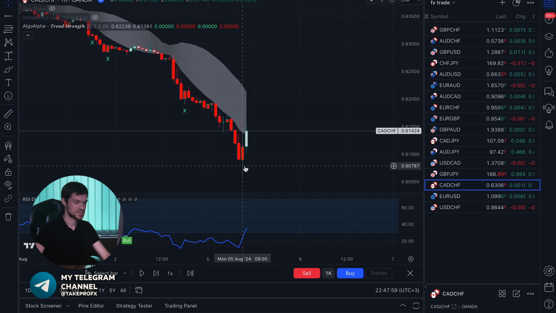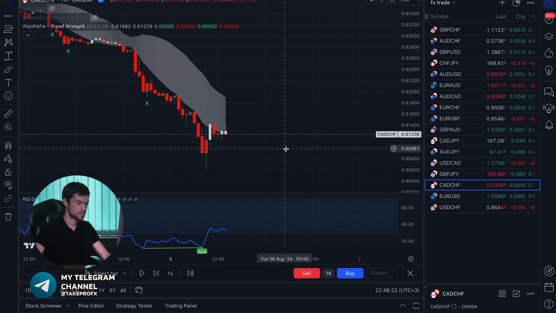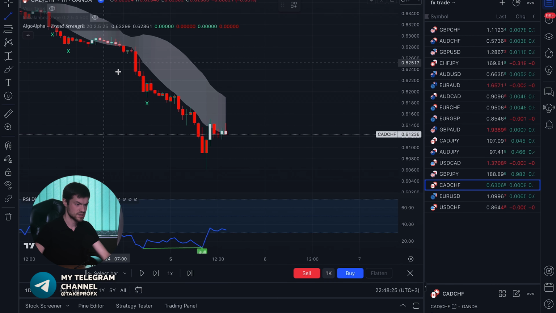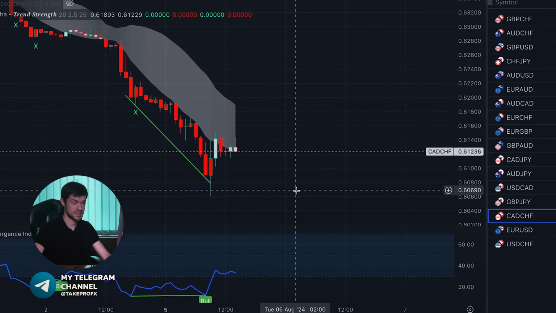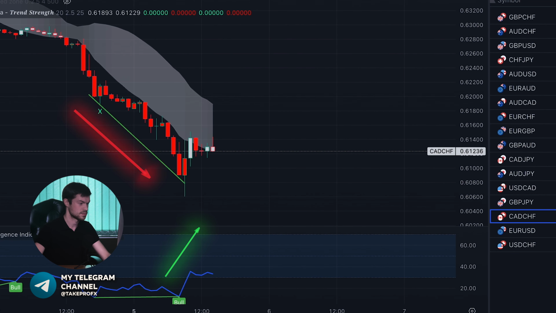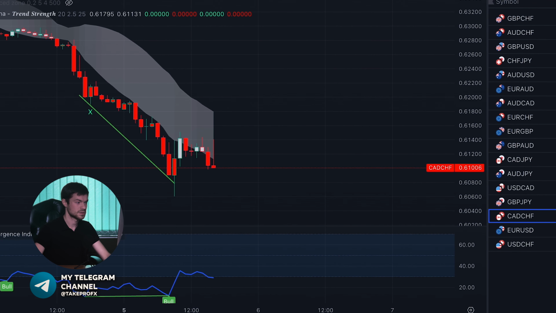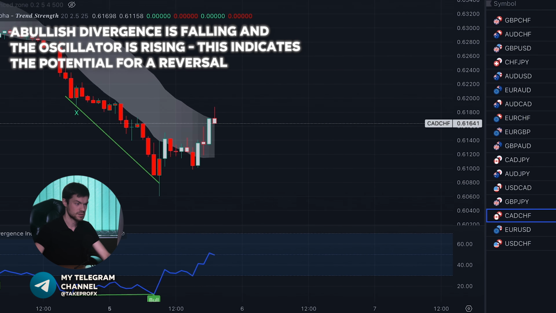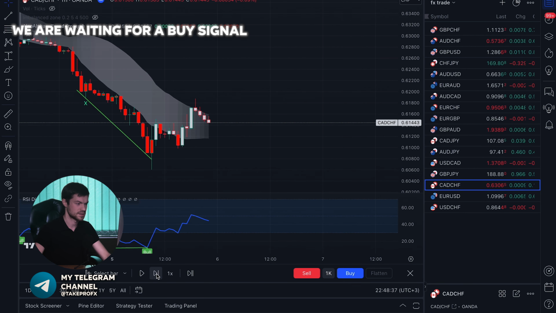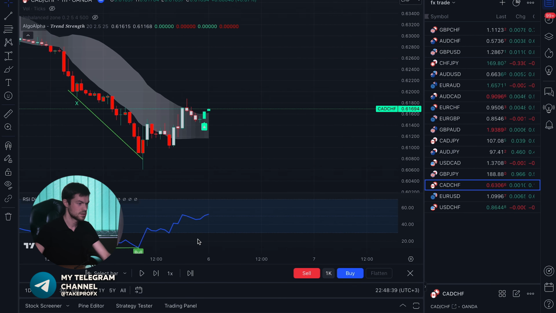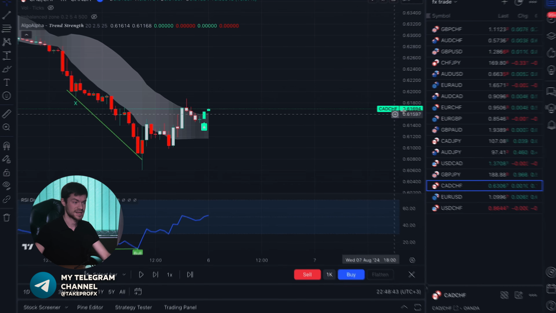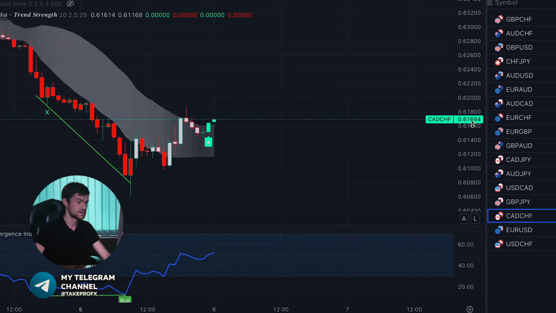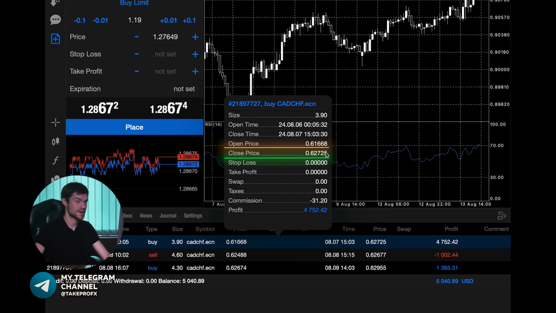Now let's switch to this chart. Here is how the events unfolded. We have a bullish divergence and our chart has fallen, as we can see, and our oscillator is rising. So because of this fact, we realize that we have the potential for a reversal and we are waiting for a buy signal. So we are waiting for this signal, and here we have the signal. Accordingly, I open a trade at a price like this. So we open an order at this price and closed it at this price.